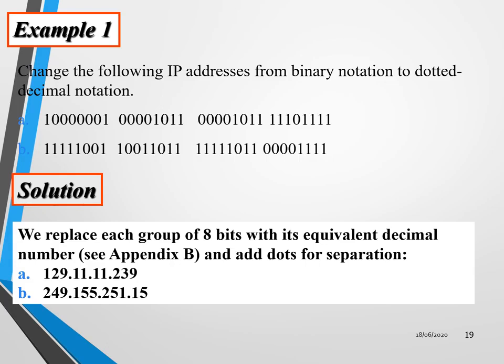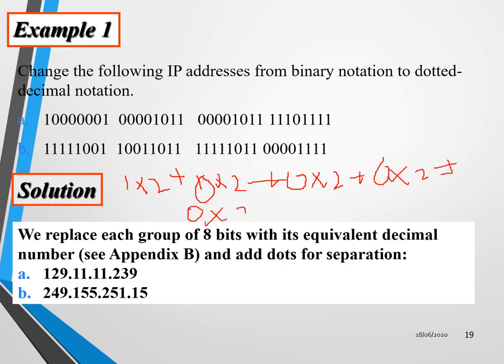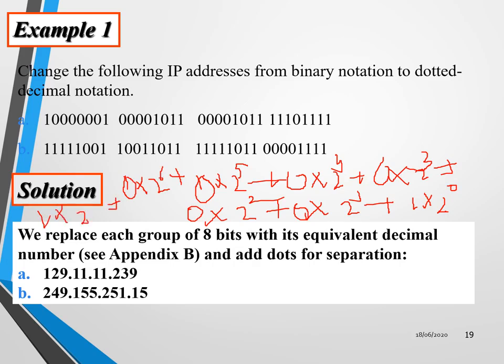In the first method, you can multiply all these numbers with the powers of 2. For the first one, 1 multiplied by 2 to the power 0, plus 0 multiplied by 2 to the power 1, and so on. From right to left the powers go 0, 1, 2, 3, 4, 5, 6, and 1 multiplied by 2 to the power 7. The answer will be in decimal.